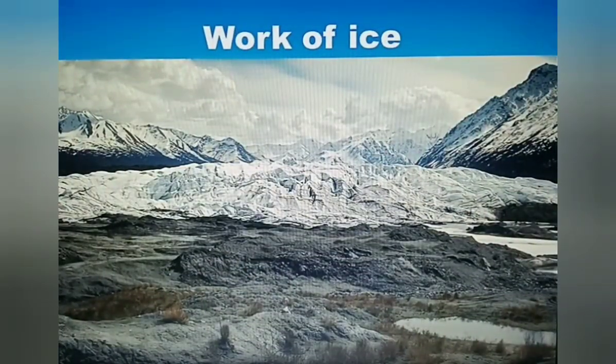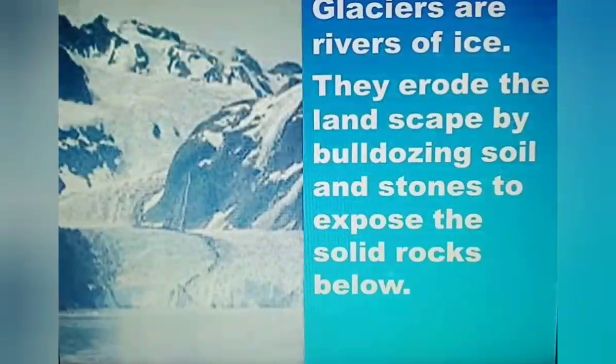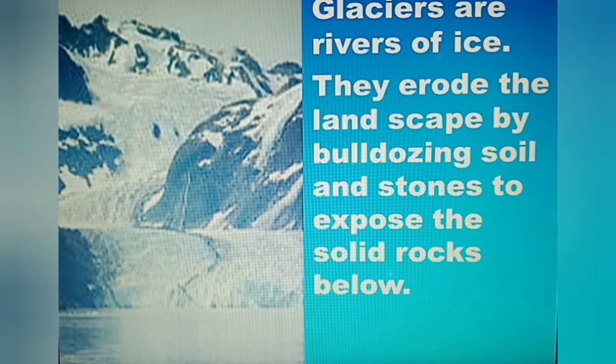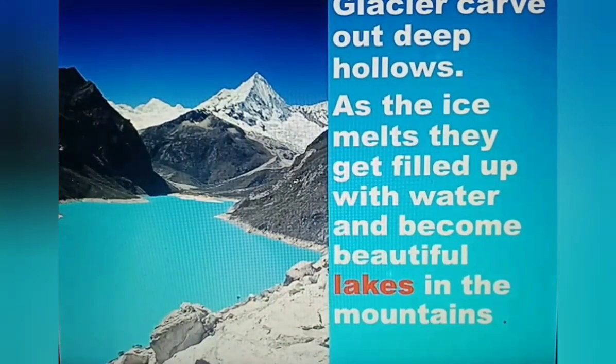Another important natural agent behind the exogenic forces are glaciers. Let's see the work of ice. What are glaciers? Glaciers are rivers of ice. They erode the landscape by bulldozing soil and stone to expose the solid rocks below. When the glaciers move, they carve out deep hollows. As the ice melts, they get filled up with water and beautiful lakes are formed in the mountains. This is a beautiful lake picture formed by the glaciers.